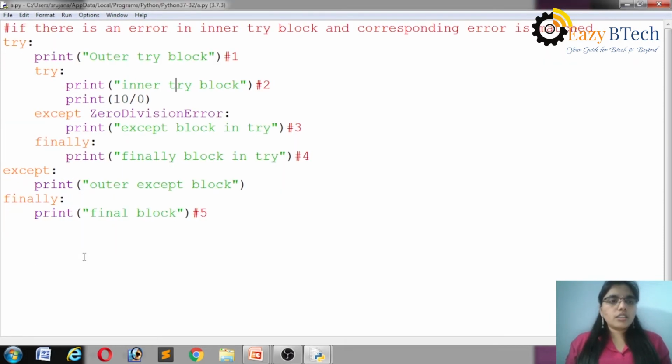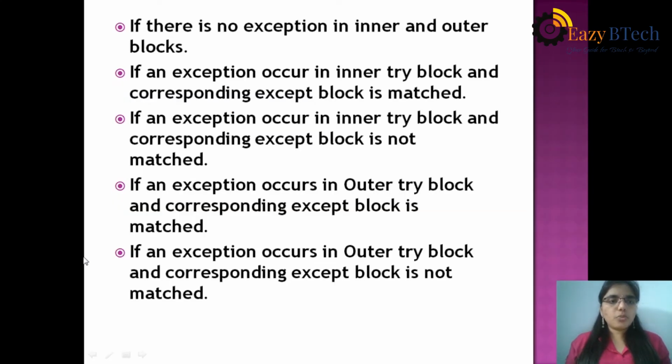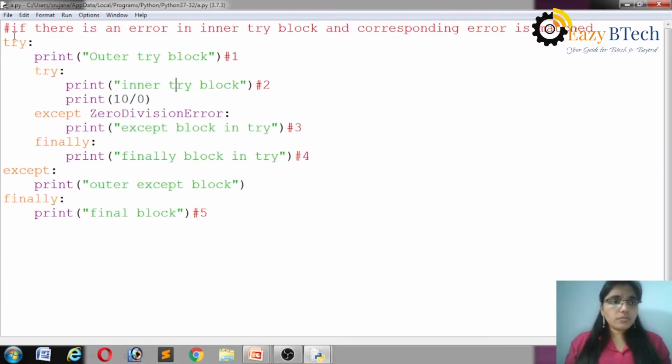Okay. This is the second example. Let's move on to the next example. If an exception occurs in the inner try block and the corresponding except block is not matched, then what will happen?